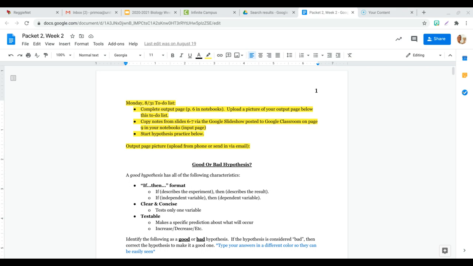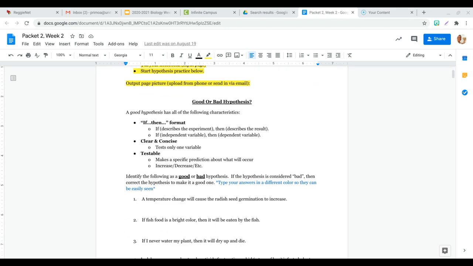I want to go into more depth about a hypothesis. I want to say that this is where everybody struggled the most in terms of this packet. So remember, our hypotheses need to be written in if-then format, okay? The if part describes the experiment. The then part describes the result.